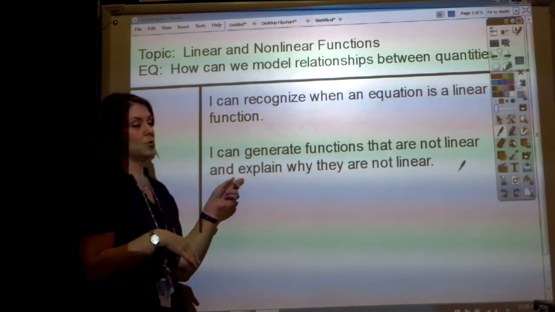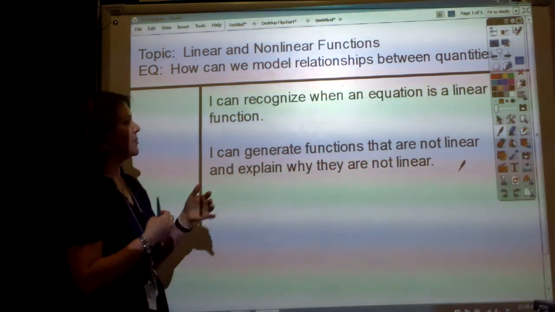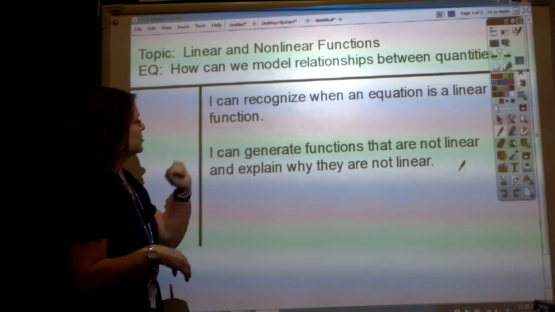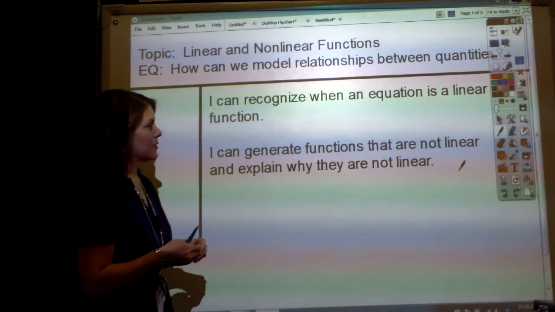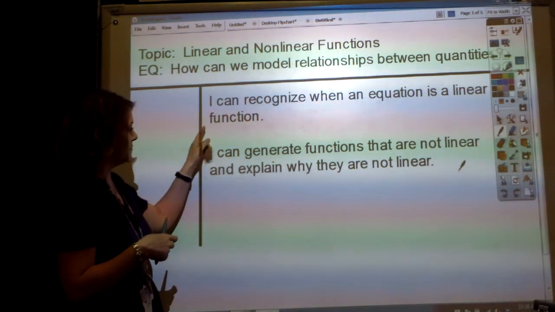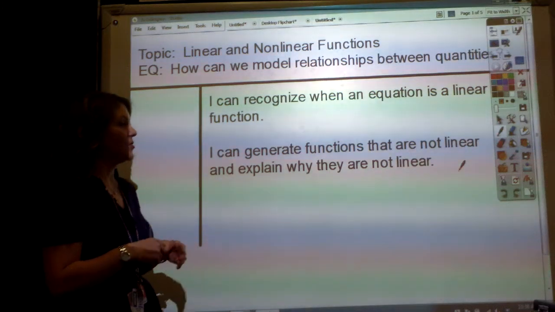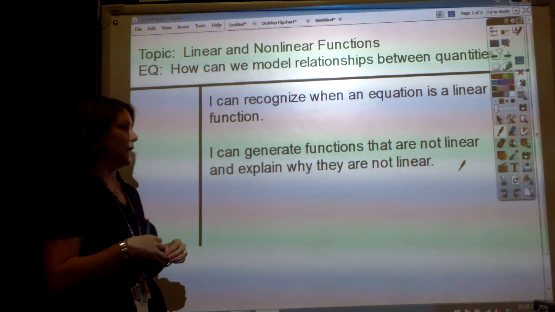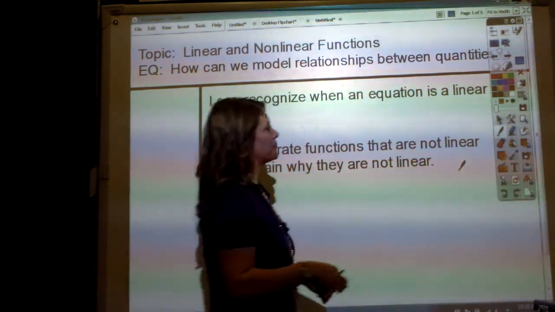Make sure in your notes that you are writing these I can statements. So by the end of this lesson, you should be able to say: I can recognize when an equation is a linear function. I can generate functions that are not linear and explain why they're not linear.